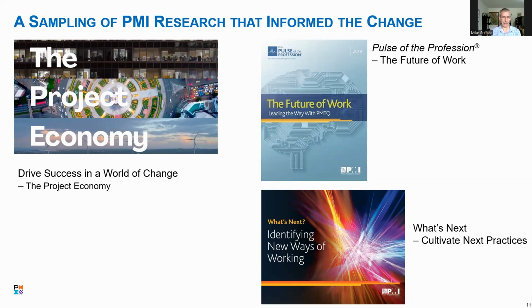And then the last one here, identify new ways of working, is a good publication as well. It talks about design thinking, the impact of artificial intelligence, and organizational agility at scale. So these were just some of the PMI research elements that fed into the 7th edition of the PMBOK guide, along with sort of independent market research that we were doing.